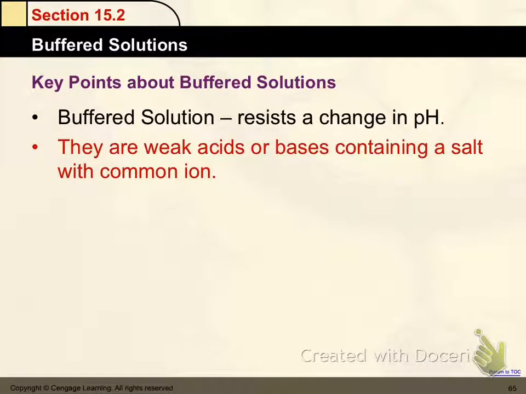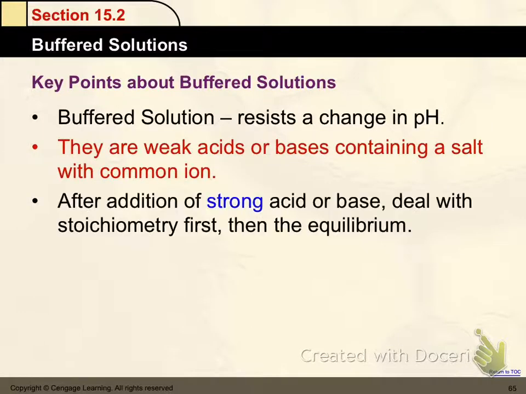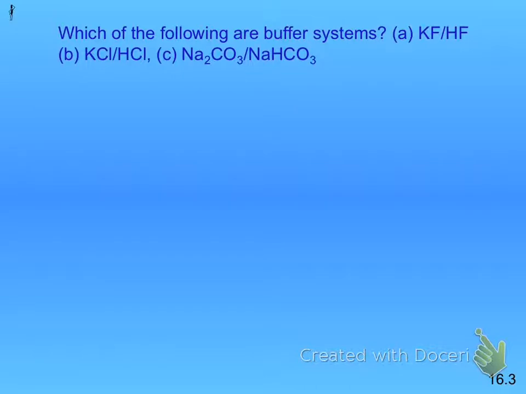Buffered solutions are weak acids or bases containing a salt with a common ion. We saw a weak acid, HCN, on the previous slide, the common ion, the cyanide ion, then coming in to raise the pH. After addition of a strong acid or base, we've got to deal with stoichiometry first and then the equilibrium, and we'll actually address that a little bit later in this presentation. So what happens when instead of a weak acid or base being added into the solution, we add a strong acid or base? Does that really highly influence the solution itself?